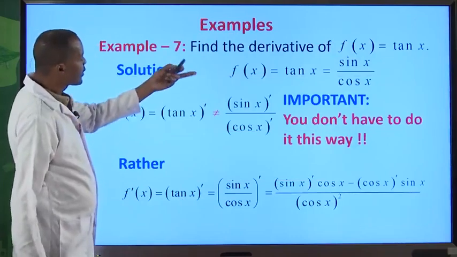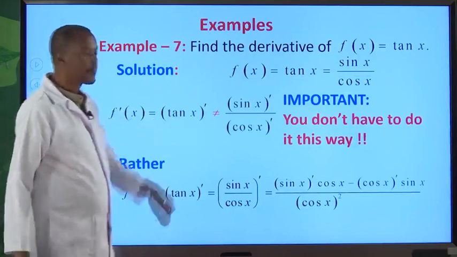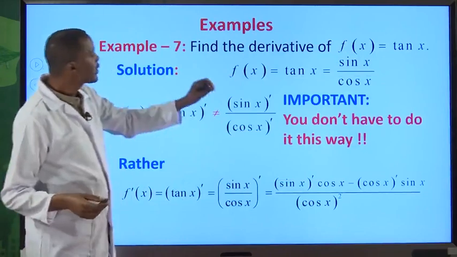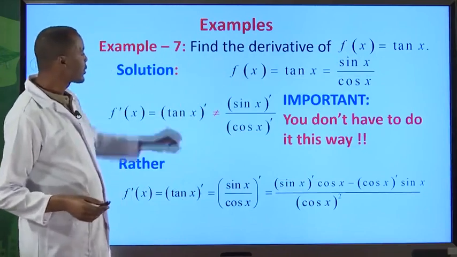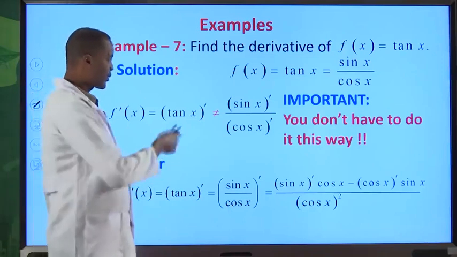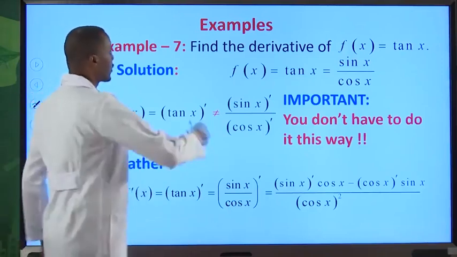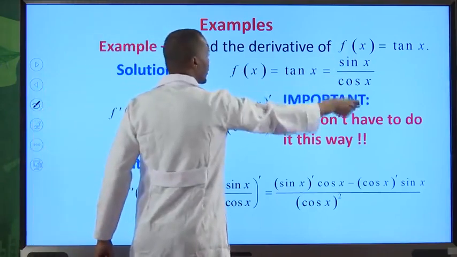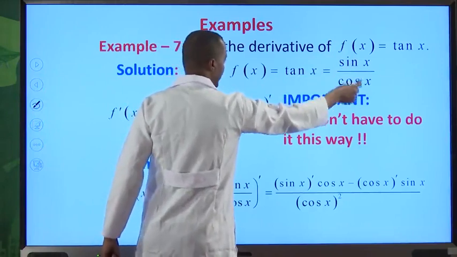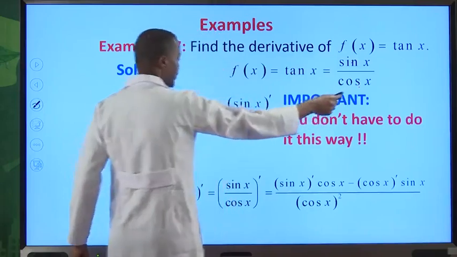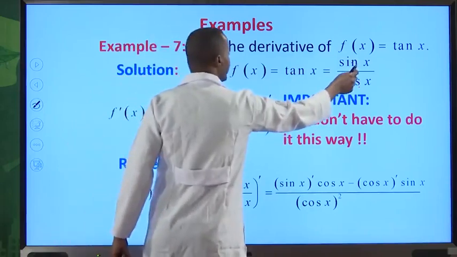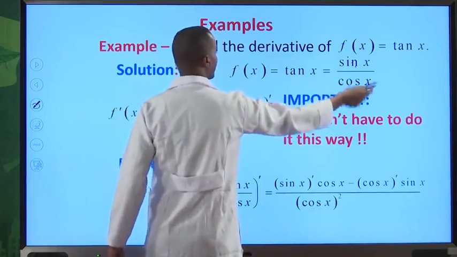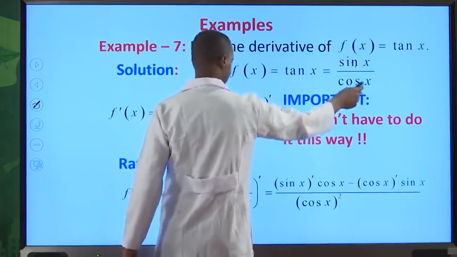Example: find the derivative of f of x equals tangent of x. It doesn't require us to directly plug tangent of x into the formula for the slope, but rather f of x, which is tangent of x, can be written as a quotient of sine to cosine. That is sine x divided by cosine x. So the way we write it is derivative of sine x multiplied by cosine x, minus derivative of cosine x multiplied by sine x, divided by cosine x the whole squared.